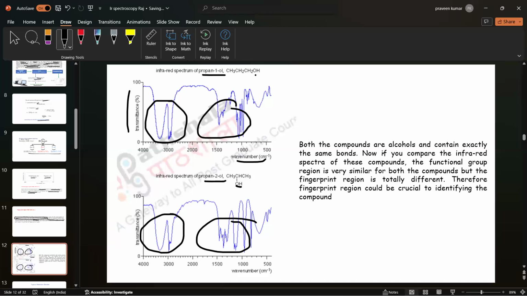So both compounds are alcohols and contain the same bonds. Now, if you compare the IR spectra of these compounds, the functional group region is very similar for both compounds, but the fingerprint region is totally different. I hope you guys have understood this.